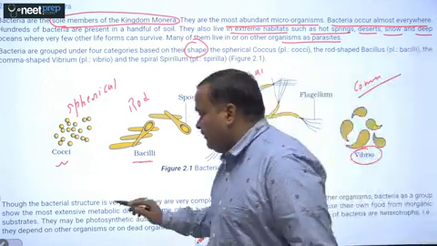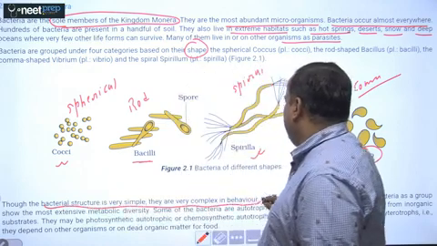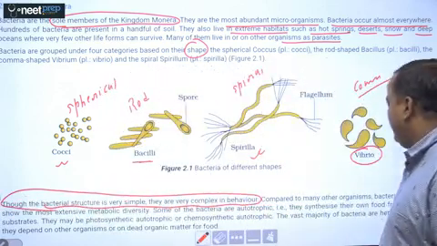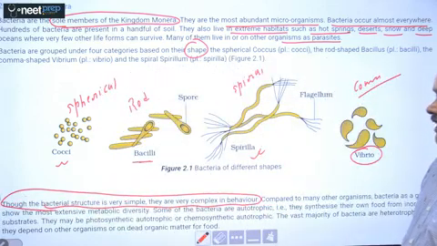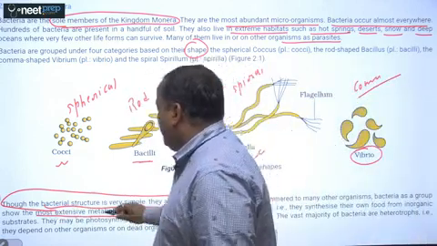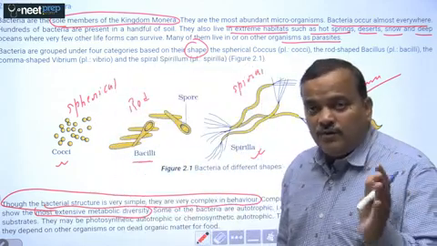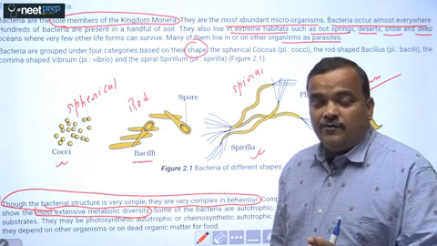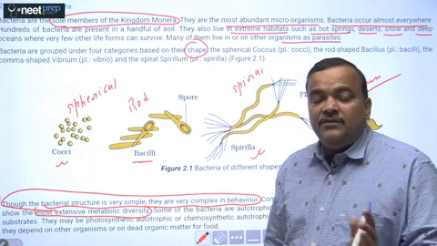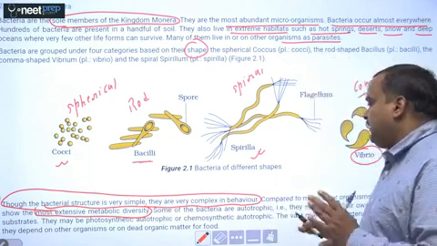Now, this is a very important line: bacteria are simple in structure, but very complex in behavior. Then as a group they show the most extensive metabolic diversity. What does it mean? In bacteria, you have autotrophic organisms which can be photo or chemoautotrophic. You have heterotrophic organisms which can be parasitic, saprophytic or symbiotic. Such kind of diversity you will not observe in any other kingdom. That's why we say they show the most extensive metabolic diversity.